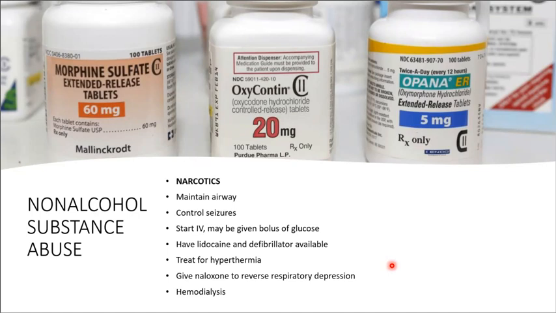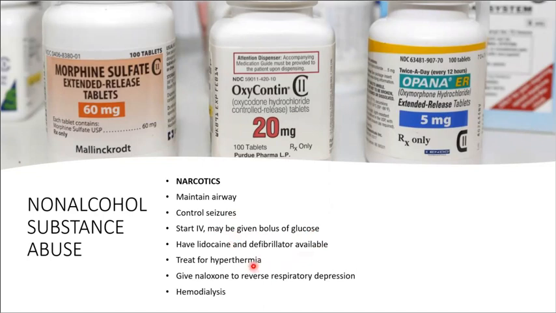So that's your methadone. Part of our nursing consideration for clients that are abusing narcotics, we want to maintain airway. Again, because of that marked respiratory depression, you want to keep your intubation equipment and your suction equipment nearby. We also want to control seizures. We could have seizures in this client, so we want to be able to control seizures, check or assess their level of consciousness and vital signs. Start an IV, we might need to give a bolus of glucose. Have your lidocaine and defibrillator available because of that possible ventricular dysrhythmia that you could see in this client.